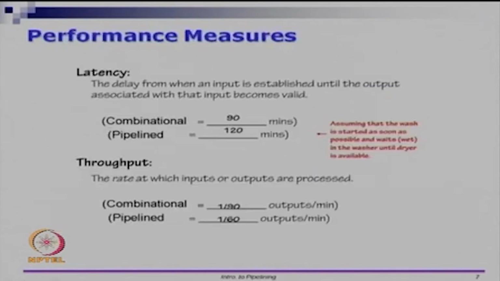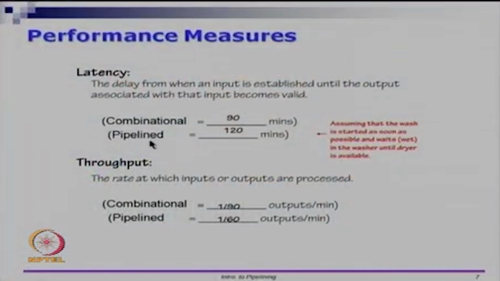So, let us look at the so called performance measures that are relevant to pipelining. There are two measures that are relevant to pipelining. One is called latency and the other is called throughput. Latency is defined as the delay from when an input is established until the output associated with that becomes valid. So, essentially for our cloth washing example, the latency is if I have some unwashed load of clothes, it will need at least 30 minutes for washing and 60 minutes for drying. So, it will take 90 minutes. So, the latency if I do it combinationally, it is 90 minutes.